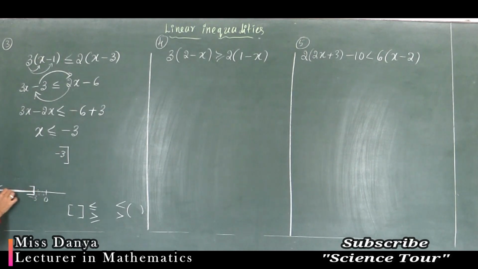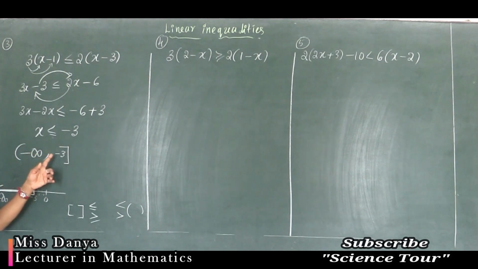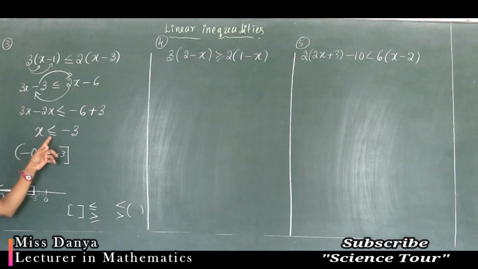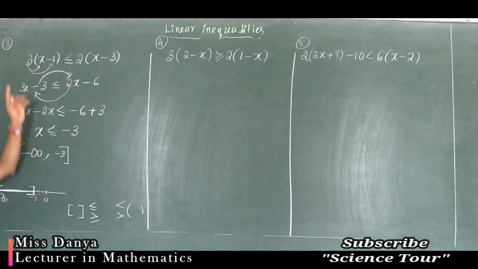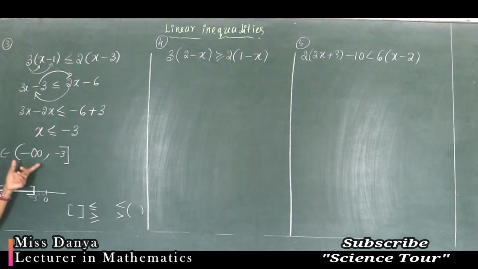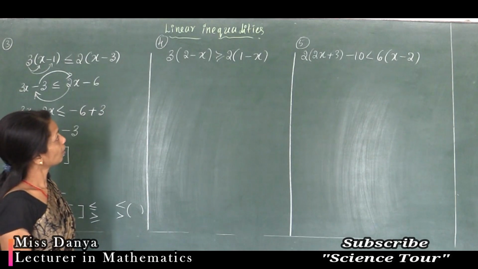If you continue on the left side of minus 3, you have minus infinity here. So you have to write a half open interval, minus infinity to minus 3. On the minus 3 side you have to use a closed bracket, because you have a slack inequality here, and always on the minus infinity side you have to use an open bracket. So this is the real number solution of this inequality, and you have to write like this, x belongs to this interval. Next, fourth problem.